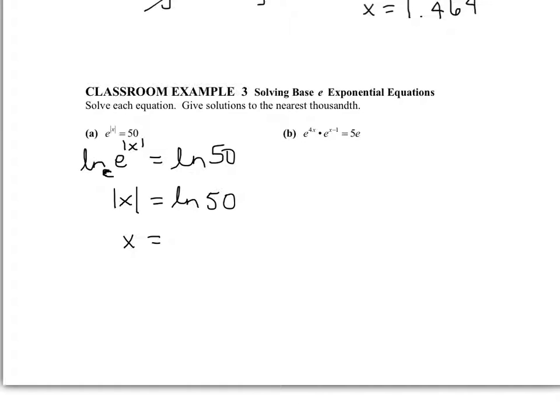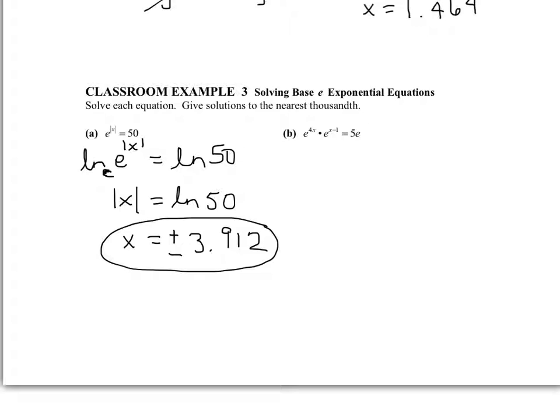So when I pull this value out of my calculator and I round it to 3 decimal places, I should have 3.912, but by removing those absolute value bars, I would need to say I could use either a positive or a negative of that number, because if I put the negative into the absolute value bars, it will still turn it back into a positive. So there are 2 different values we can use for x on that one.